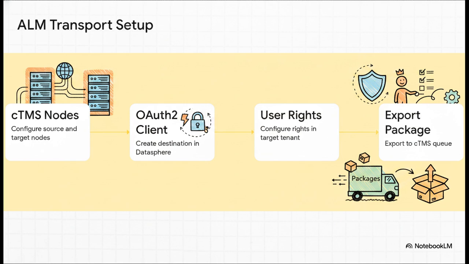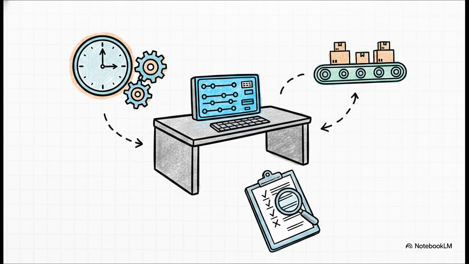First, you configure your source and target nodes inside CTMS. Next, you set up an HTTP proxy destination using an OAuth 2 client for a secure handshake between Datasphere and CTMS. Then, you assign specific user deployment rights in the target system, which just means imports execute under a designated user's permissions. Finally, from inside the Datasphere transport app, you literally just push your delivery packages straight to the CTMS export node.